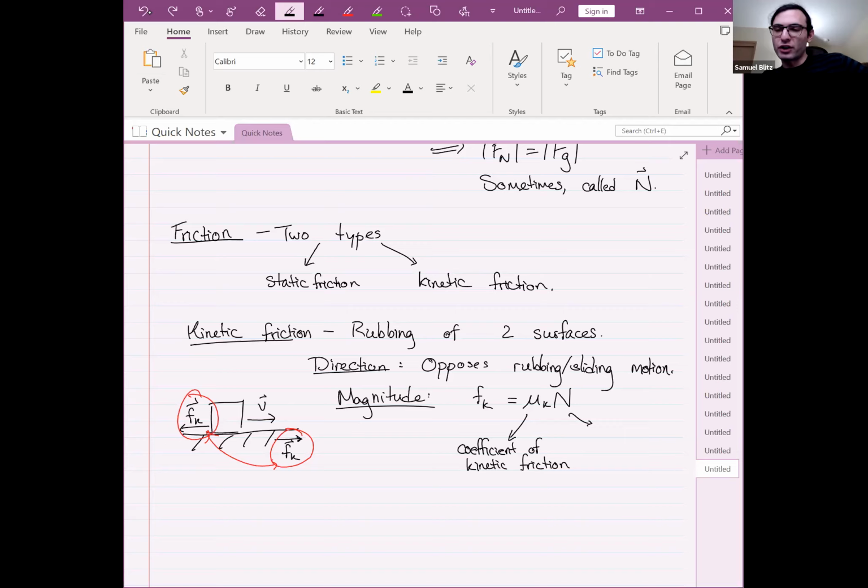Do objects experience both frictions, like static friction up until a certain point, and then when it moves, slides, or something, it becomes kinetic? Yes, that's exactly what happens. And we'll get to that once we start talking about static friction.